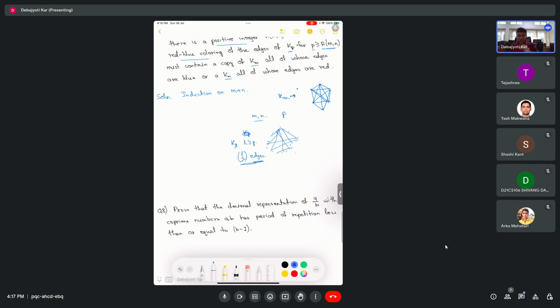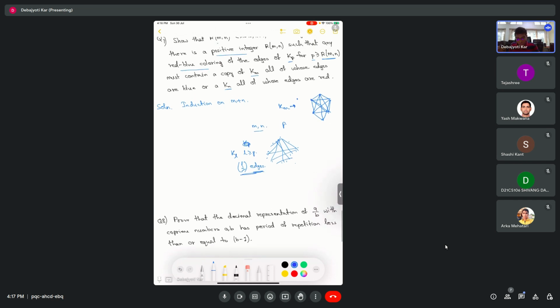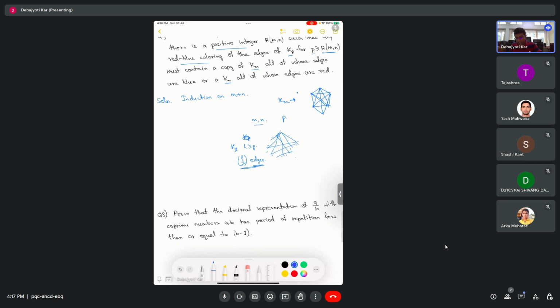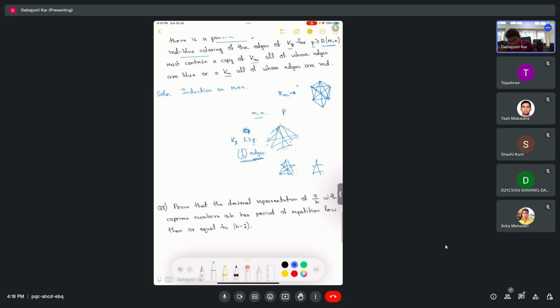Okay, so now what Ramsey's theorem says is that for any graph on at least p vertices, no matter how you color it, you will always be able to get either m vertices such that all these edges are blue, or n vertices such that all these edges are red. For example, let's consider a smaller example. Suppose we want to find the value of R(3,3). So what does this mean?